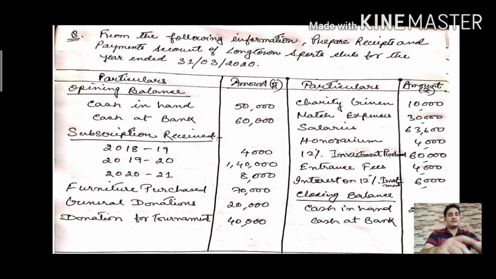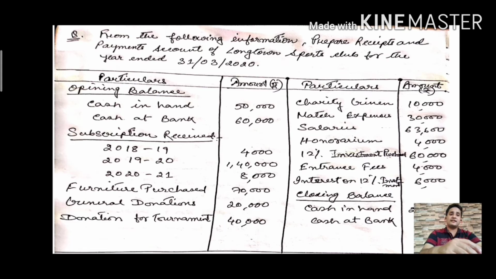Next, furniture purchase. Furniture purchase is a payment, so you write it on the credit side, the payment side. General donations, donation is a capital receipt. Next, donation for tournament is again a receipt. Charity given is a payment. The club gave to charity to other institutions or other clubs, so charity given is a payment. Match expenses is a payment.